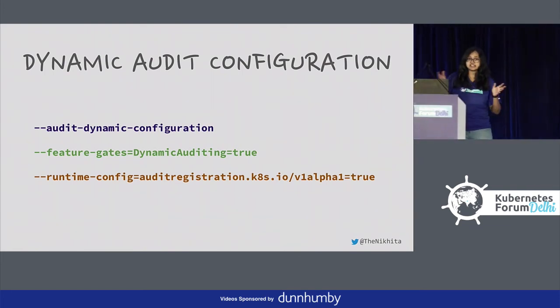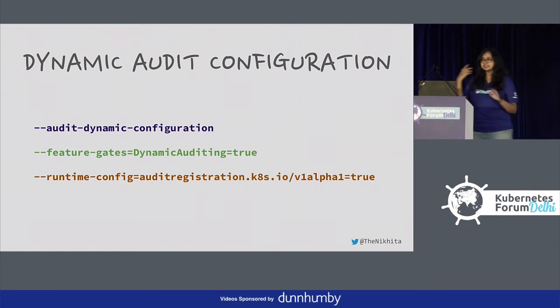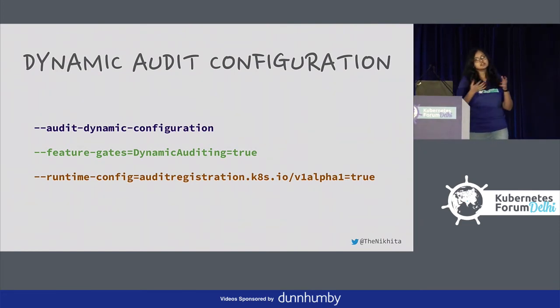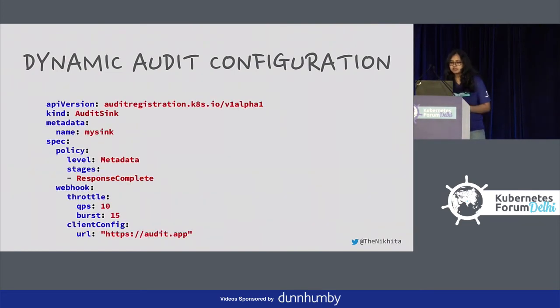So this feature is still alpha. There's a lot of work going into it. We'll see what this work is and how you can get involved as well. So this is what that Kubernetes resource looks like. The API version is auditregistration.k8s.io. It's still alpha, and the kind is AuditSink, as in a kitchen sink, not the sync sync.